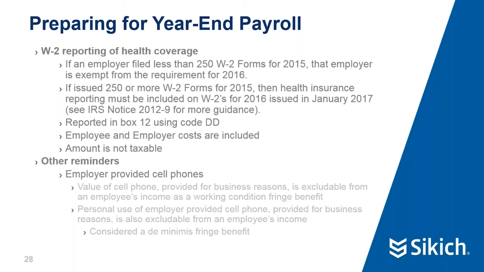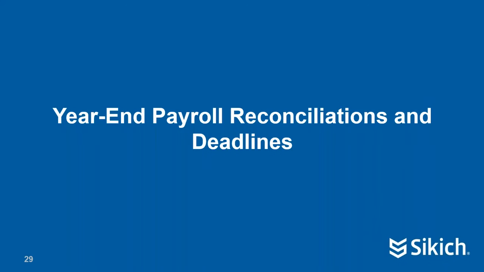Some employers have opted to do this even if they don't have 250 employees, because they want the employees to know and understand the total benefit that they are receiving, so that they can see the employer cost that the employer is picking up in the form of health insurance coverage. And then the last item here are the employer-provided cell phones, which we spoke about earlier, and the fact that those are not taxable.